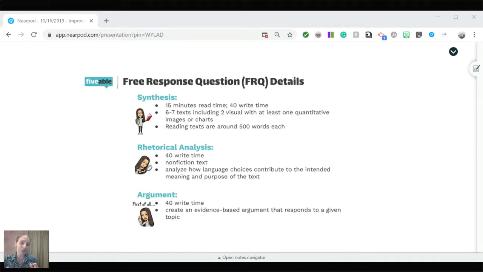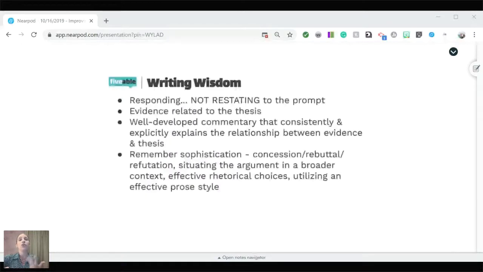So writing wisdom, just something to think about as you start thinking about this written part of the test: you are responding. You are not restating the prompt, okay? You are responding to it. Don't repeat the same thing. Now, it's totally okay to use some of those same words from the prompt. Obviously, you don't want it to look like you just copied it and filled in the blank, but you are to respond to it, okay? In particular, what you've probably done in your writing in the past has been a lot of summary. In this case, it's not going to be a lot of summary. It needs to be evidence that is an analysis of the text. And it has to be related to that thesis that you just created, okay?